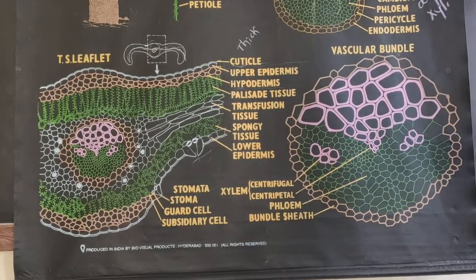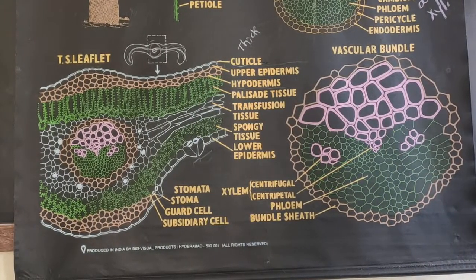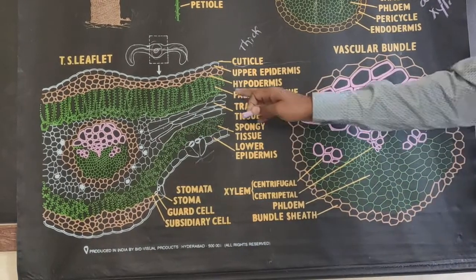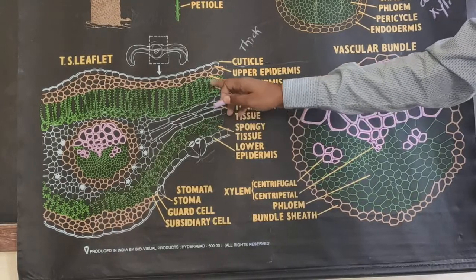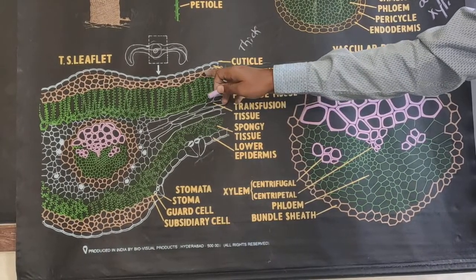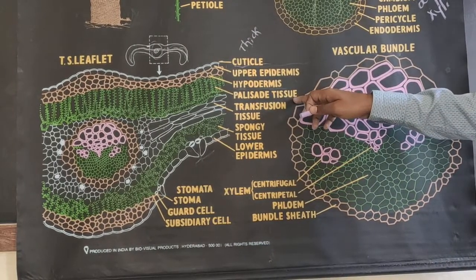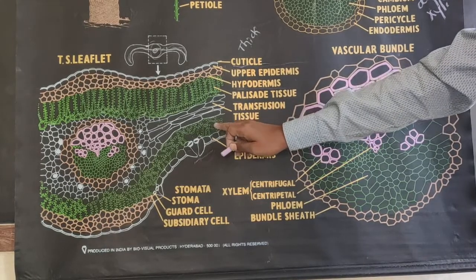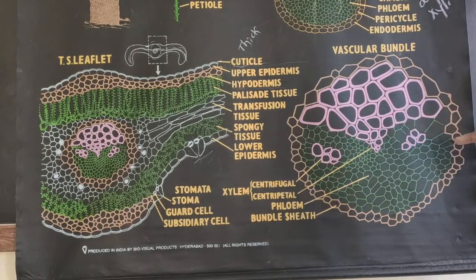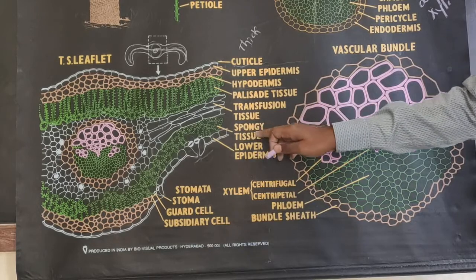So after the hypodermis, it is followed by mesophyll tissue. If you look at the mesophyll tissue, again it is differentiated into two types of cells. Below the hypodermis, that is below the upper epidermis, you will find the presence of palisade tissue, and below the lower epidermis you will find the presence of spongy tissue. So the mesophyll is differentiated into upper palisade tissue and the lower spongy tissue.